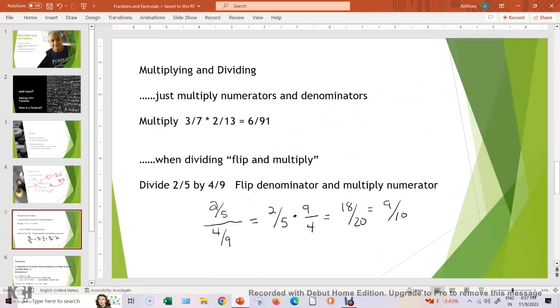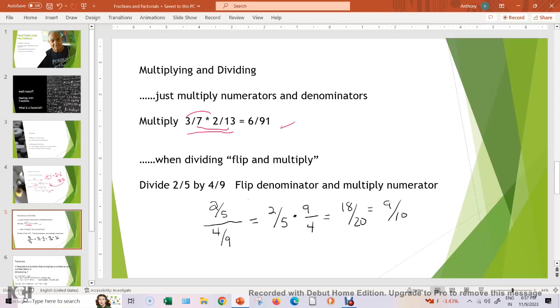Now, for multiplying, it's pretty easy. If you have 3 over 7 times 2 over 13, it makes no difference whether the denominators are the same or not, because we're just multiplying the numerators, 3 times 2, which is 6, and we're multiplying the denominators, 7 times 13, which is 91, and that's your answer, 6 over 91. Multiplication is easy.